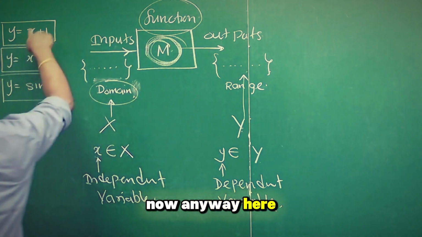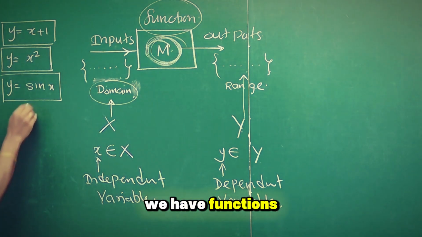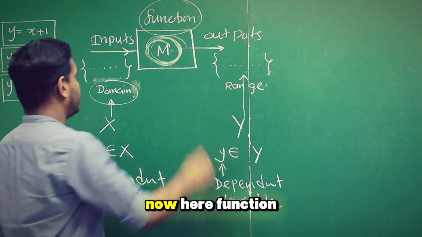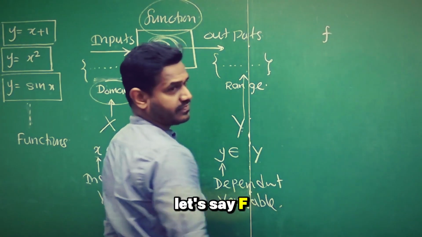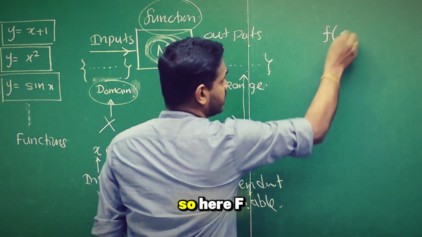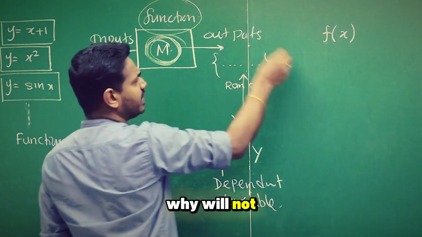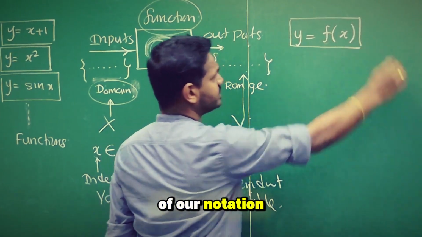Okay, now anyway, here all these we call functions. Further we have functions. Here all are functions. Okay, now here function, let's say f. So here f(x) represents f of x. We say f of x. So that result will be the y value, no? Then y equal f(x). This is one of our notations.